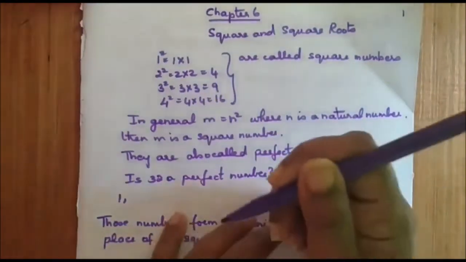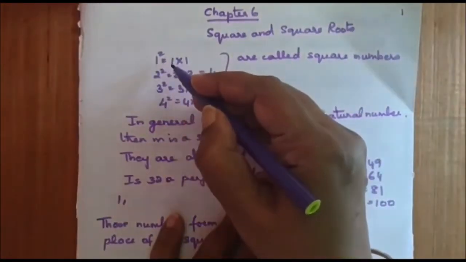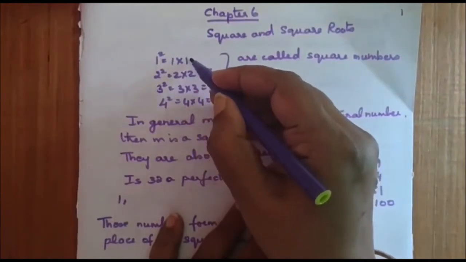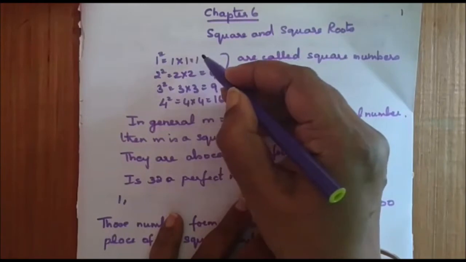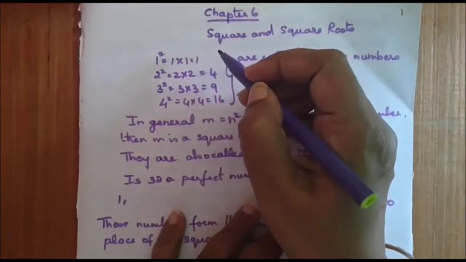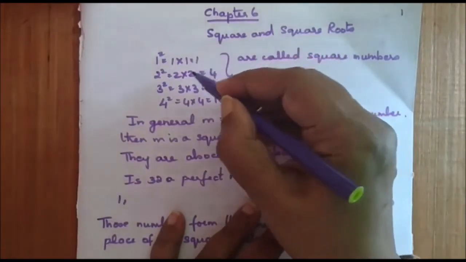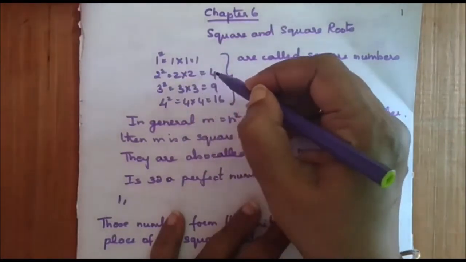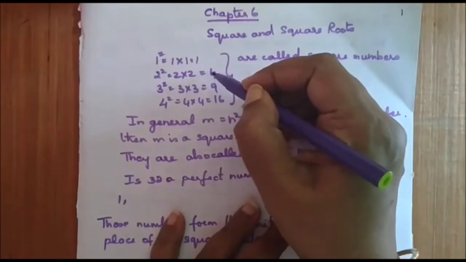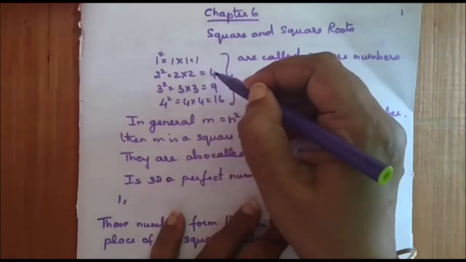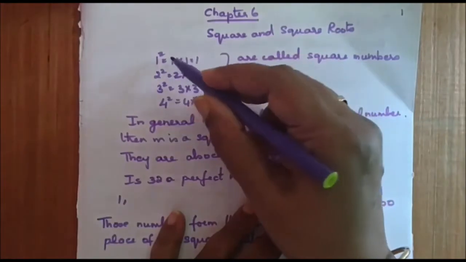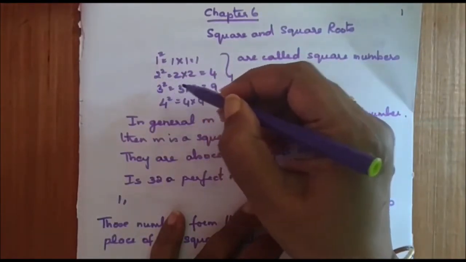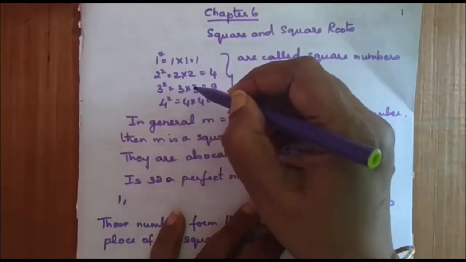Now let us take the number 1 squared. 1 squared is nothing but 1 into 1. Now 1 squared can also be said as 1 raised to the power 2, isn't it? Similarly, we'll take 2 squared. What is 2 squared? 2 squared is 2 into 2, which is equal to 4. That is, the square of 2 is 4. The square of 1 is 1. 3 squared, or the square of 3, is 9. That is 3 into 3.